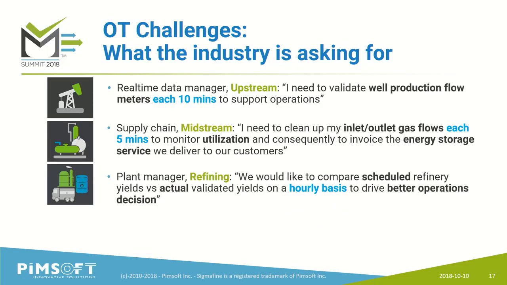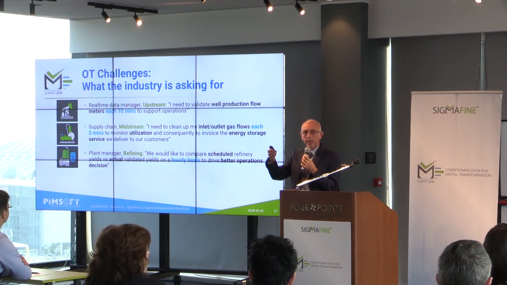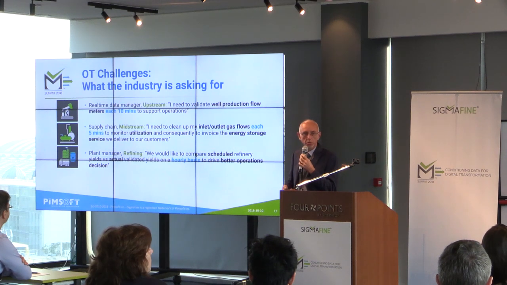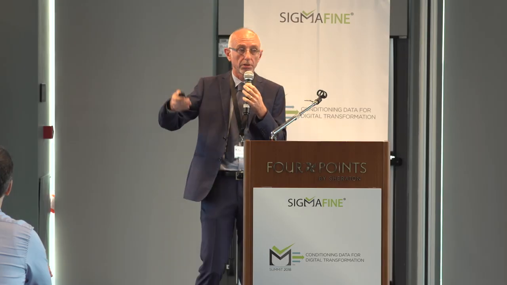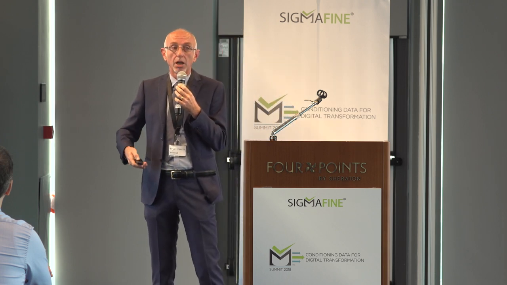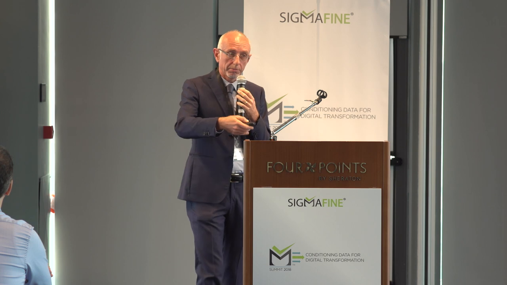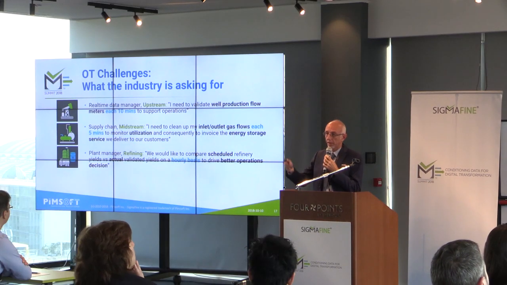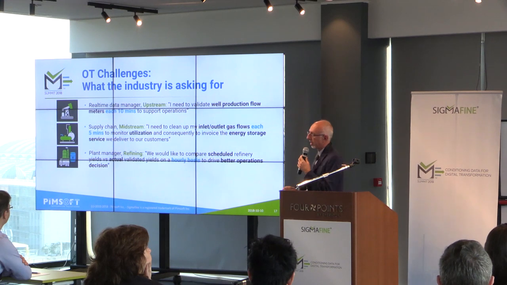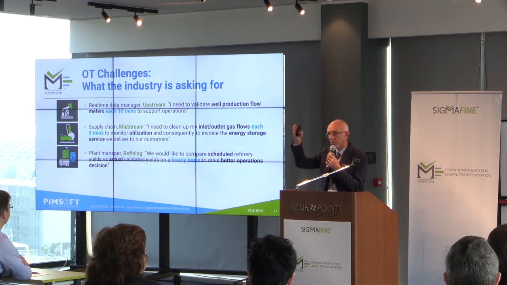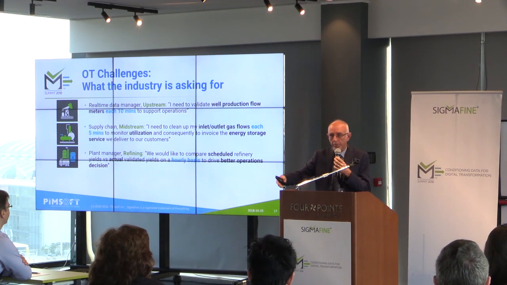Another case, this is a kind of classic case. We have a refinery. In this case, they want to use Sigmafine on an hourly basis because they want to compare the theoretical refinery yields coming from the scheduling system with the actual numbers coming from the field. And they have to reconcile because otherwise the vector of the refinery yields coming from the field will be subject to the error we have been seeing before. So they reconcile the yields and they compare the two vectors in order to drive a better operation decision. Actually they have in their company this kind of dashboard where the two vectors are always comparable by operation people.